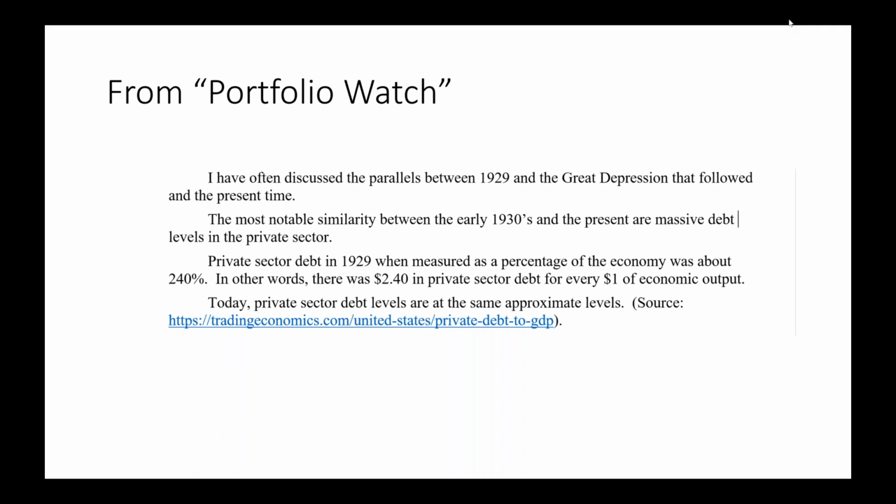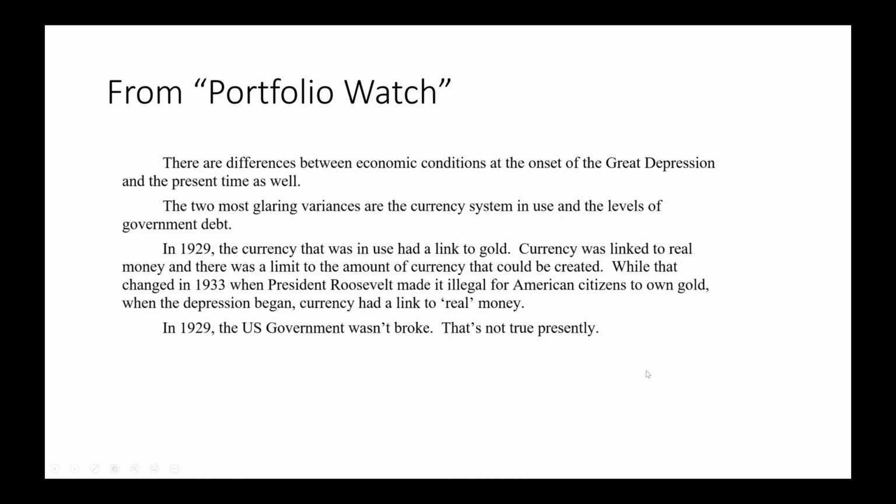So let's start with the most notable similarity. If you look at the 1930s and the early part of the decade, and you look at where we are presently, we have almost identical debt levels in the private sector. So private sector just means non-governmental debt. Private sector debt in 1929, when you measured it as a percentage of the economy, was about 240%. So what that means is there were $2.40 in private sector debt for every $1 of economic output. And today, and this link is in the Portfolio Watch newsletter if you want to check it out for yourself, private sector debt levels are at the same approximate levels when you compare them to economic output.